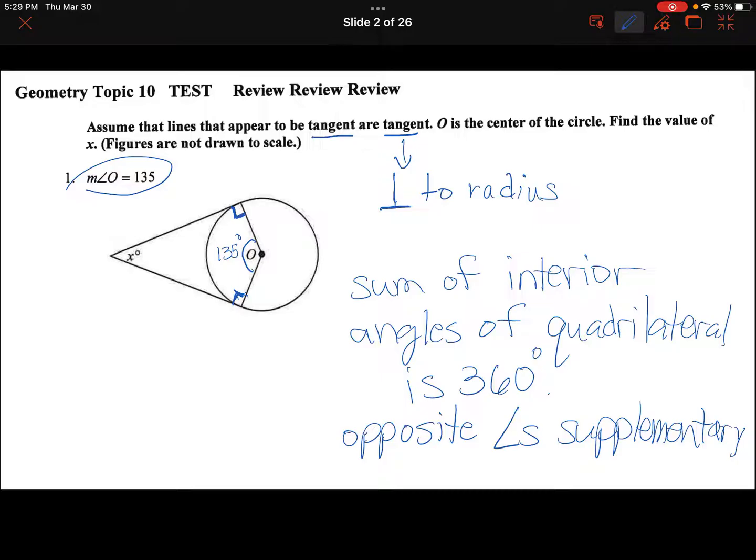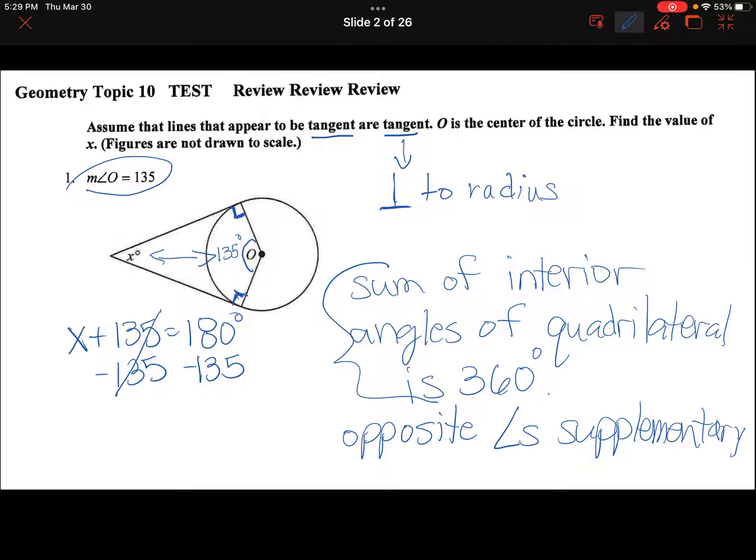All right, so if we know that opposite angles are supplementary, then that tells us that 135 degrees and x are supplementary, meaning they add up to 180 degrees. So if x plus 135 equals 180 degrees, then we simply need to subtract 135 from 180 and we will get our answer here. Now you could also use the fact that the sum of the interior angles is 360 and add 135, 90, and 90, and then subtract that from 360. You'll get the same result. All right, so once we subtract here, we'll get that x is 45 degrees.